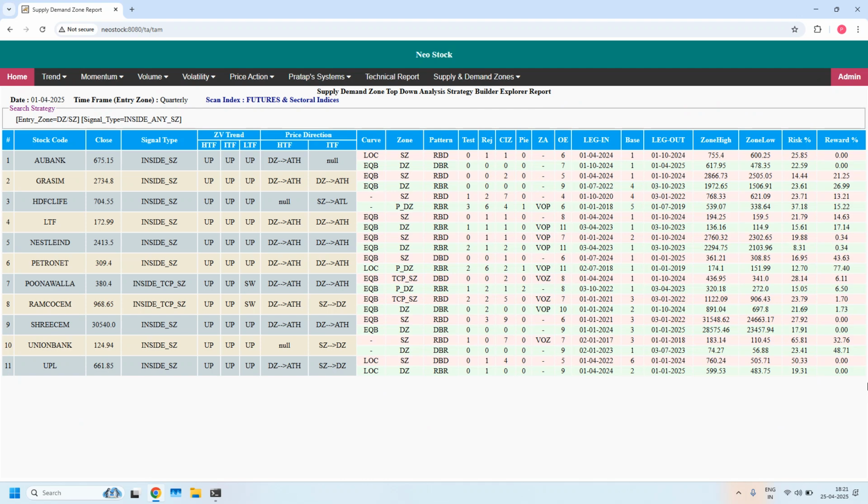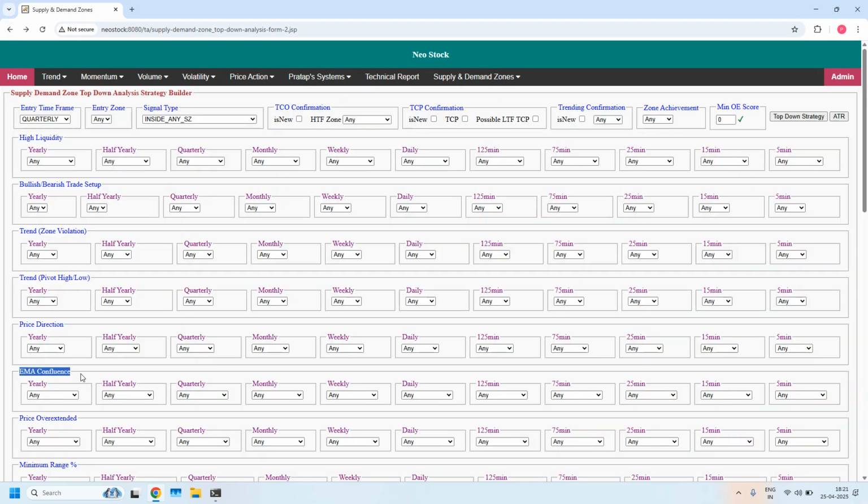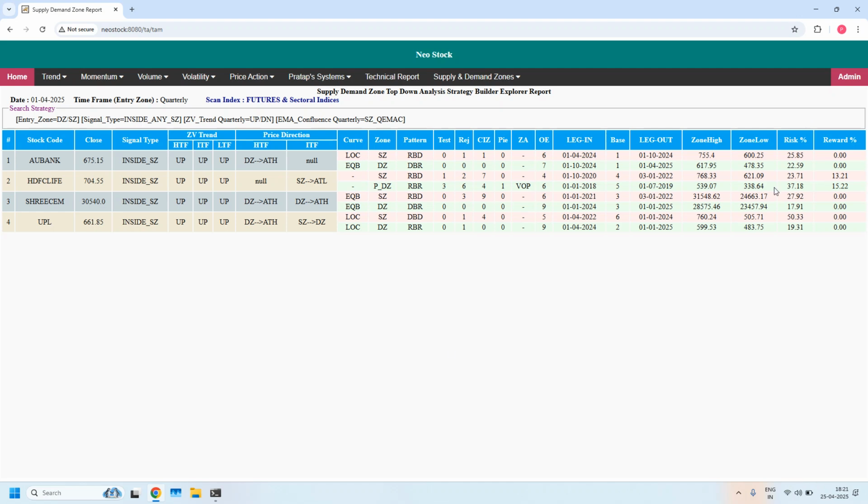We can further filter this list based on quarterly supply zones having quarterly EMA confluence. So I'm going back. In the EMA confluence at quarterly time frame, I'm selecting the filter quarterly supply zone having quarterly EMA confluence, and also trend on the quarterly should not be sideways, it can be up or down. Now we got 4 stocks.